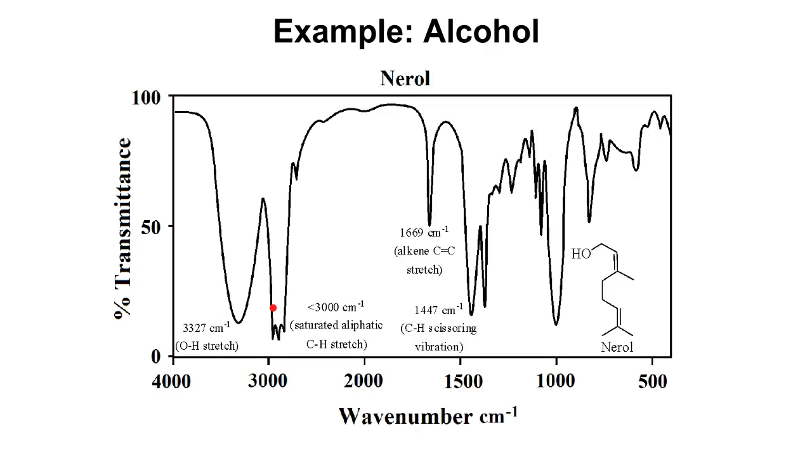So here's another example. We're taking a look at an alcohol here. You can see the alcohol group in nerol, and look at this broad OH peak. You see how it doesn't come to as fine a point? You have a much more rounded peak, but this is at 3327.